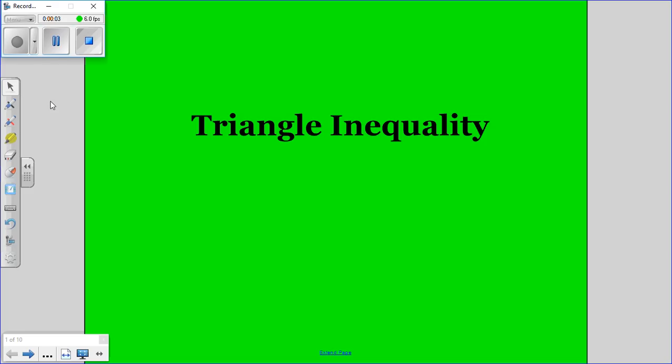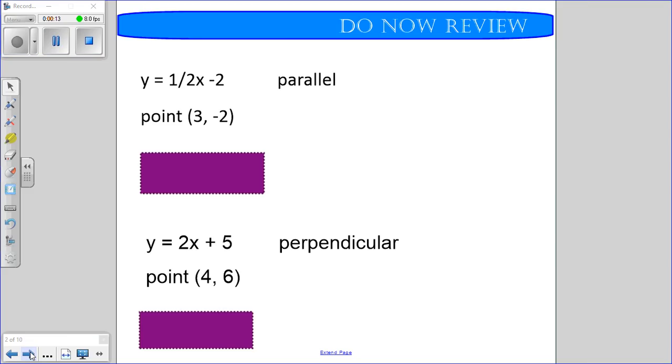All right, guys, the title of today's topic is triangle inequalities. Let's look at some of the problems on the do now that was in the Nearpod.